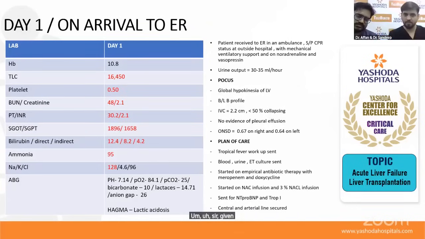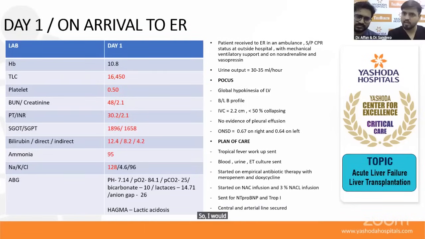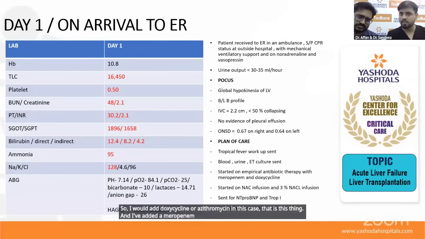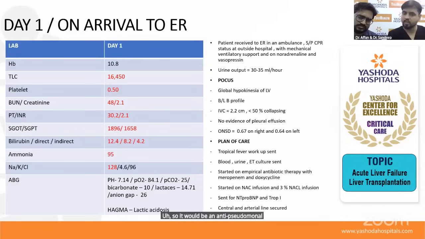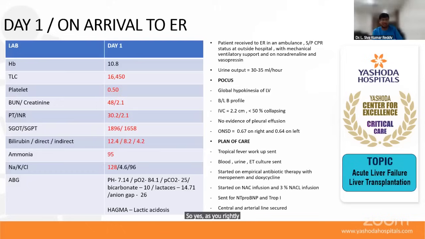Sir, given the background history of fever and thrombocytopenia, my thinking would go in terms of tropical fever. To cover the tropical fevers, atypical cover is required. So I would add doxycycline or azithromycin in this case. And I have added meropenem because the patient is already in septic shock on invasive ventilatory support. So it would be an anti-pseudomonal as well as an anti-pneumococcal cover. And in acute liver failure, the chances of infection are very high because of neutrophil dysfunction. So yes, as you rightly said, antibiotics are very important, especially in a patient with ALF.